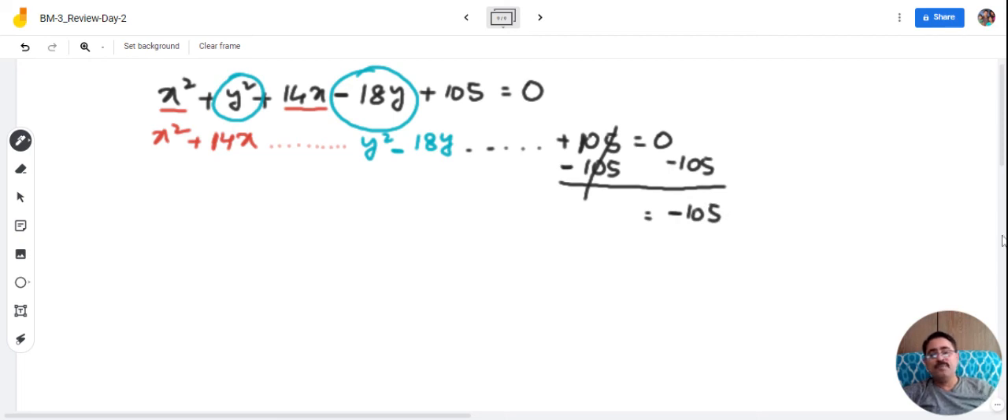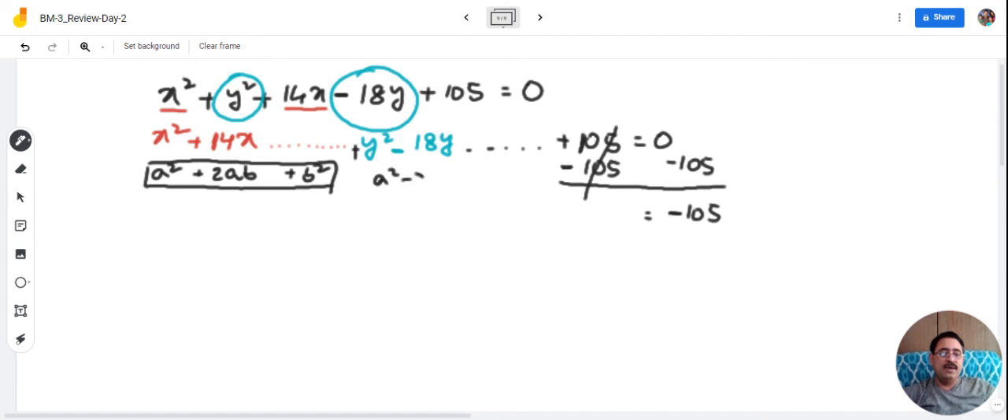Now, I have to think of the a plus b whole square and a minus b whole square formulas. The first one, let me compare with a square. Here I see a plus sign. Therefore, I have to think of the a square plus 2ab plus b square formula. Next, here I see a minus sign. Therefore, I have to think of the a square minus 2ab plus b square formula.